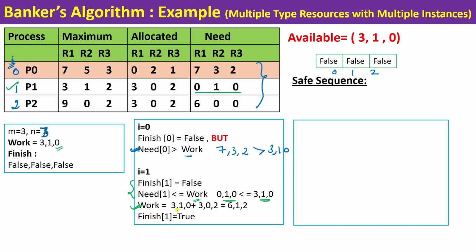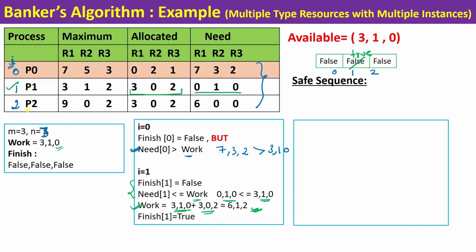So this work, as we have seen in the previous video, is the current work plus allocated. How many resources are allocated? 302. So we will add and it will become 612. That means after we grant the request 010 to P1, and it releases all the resources, finally we will have 612 after P1 releases all the resources. And the finish of this will become true, right?